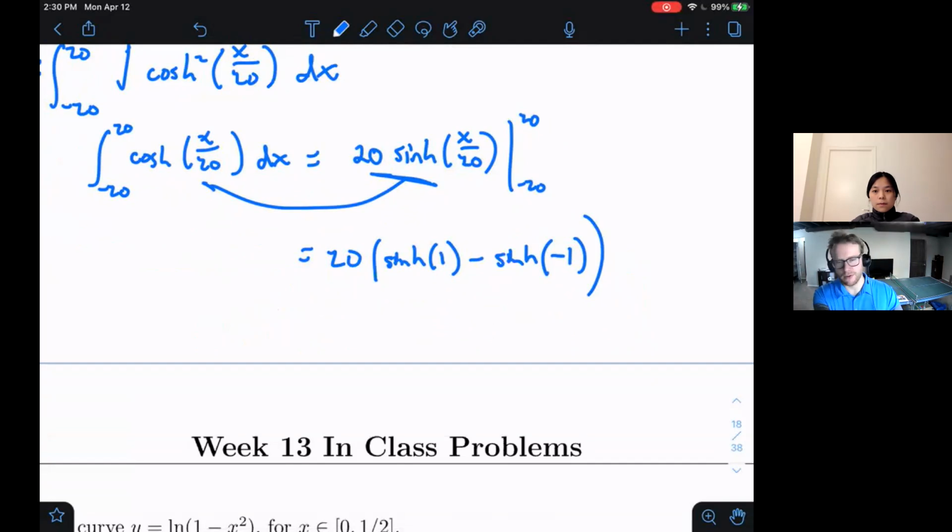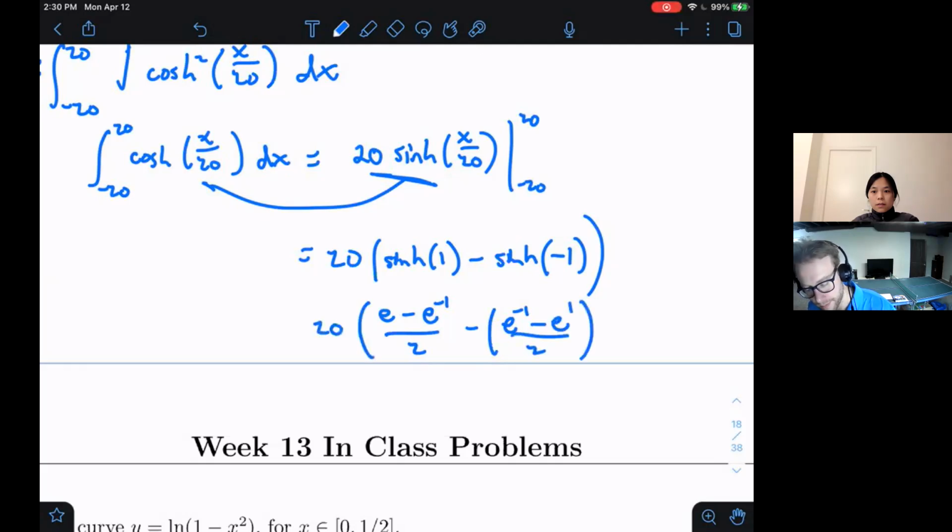Or, it's very possible if this was a multiple choice question that this would just be the answer. Or, you do have the definition, worst comes to worst, of what hyperbolic sine is. So at very worst, you could have e minus e to the negative first divided by 2. And then here you would have e to the 1 minus e to the negative 1, divided by 2 and multiplied by 20 here. So either way, in any case, you can get the correct answer.